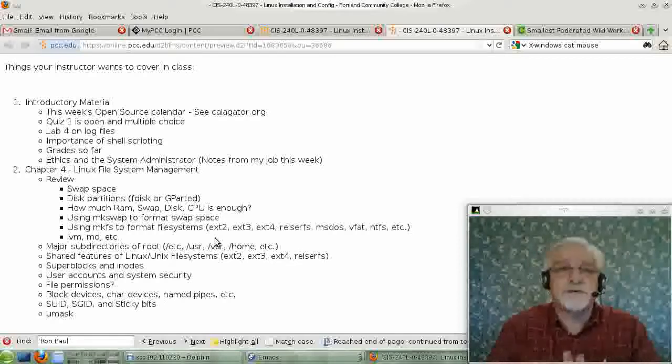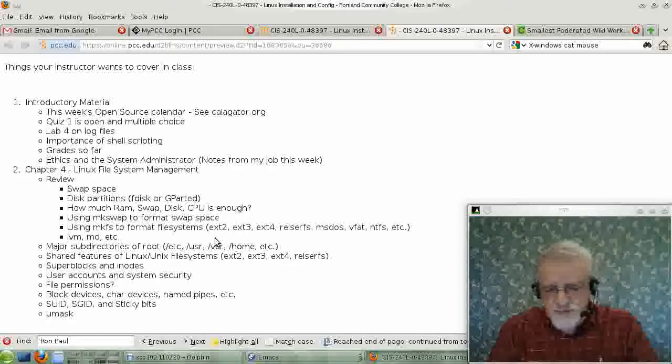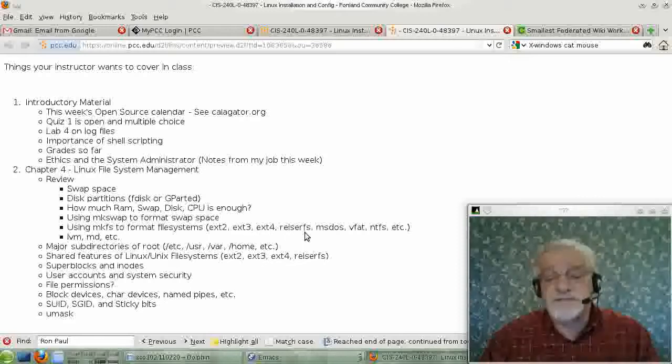EXT2, written by, I think, Remy Card, we used for years and years, but it had some flaws. We went to EXT3. EXT4 is what we're using now for the most part. Reiser file system is another file system that's quite popular. I used to use Reiser file system a lot, but I do not know of its future because Hans Reiser, who wrote the Reiser file system, murdered his wife one night and was sentenced to life in prison.